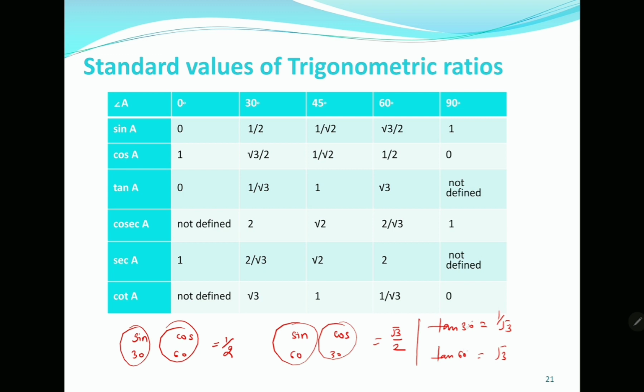As 30 degree is less than 60 degree, the value will also be smaller, which is 1 by root 3. And as 60 degree is greater than 30 degree, the value will be greater than the value of tan 30, which is root 3, greater than 1 by root 3. As we know, root 3 is greater than 1 upon root 3. This is just a basic trick to remember these values. Now for 45 degrees, sine 45 is equal to cos 45, which is 1 by root 2. You have to memorize this table.